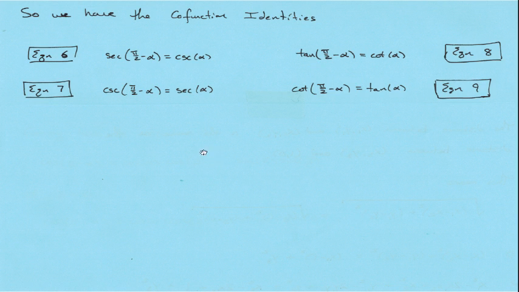And so what this gives us now is the remaining cofunction identities. Secant of pi over 2 minus alpha is cosecant of alpha. Cosecant of pi over 2 minus alpha is secant of alpha. Tangent of pi over 2 minus alpha is cotangent of alpha. And the cotangent of pi over 2 minus alpha is tangent of alpha.